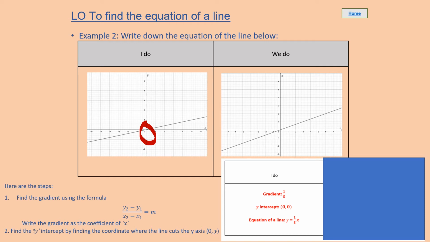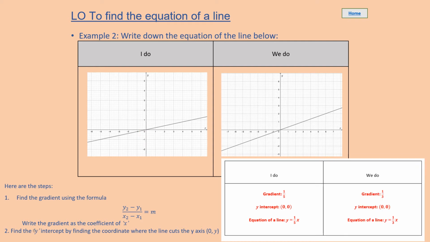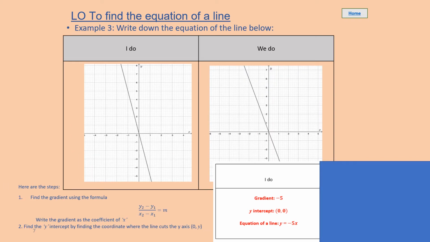Pause the video while you have a go at the we do. Okay, so you've got the 0 and 3, so 3 there, and the 0 going across there. So the change in y is 1, and the change in x is 3. And then the intercept is at 0. So the equation of the line is y equals 1/3 of x. Let's have another go.